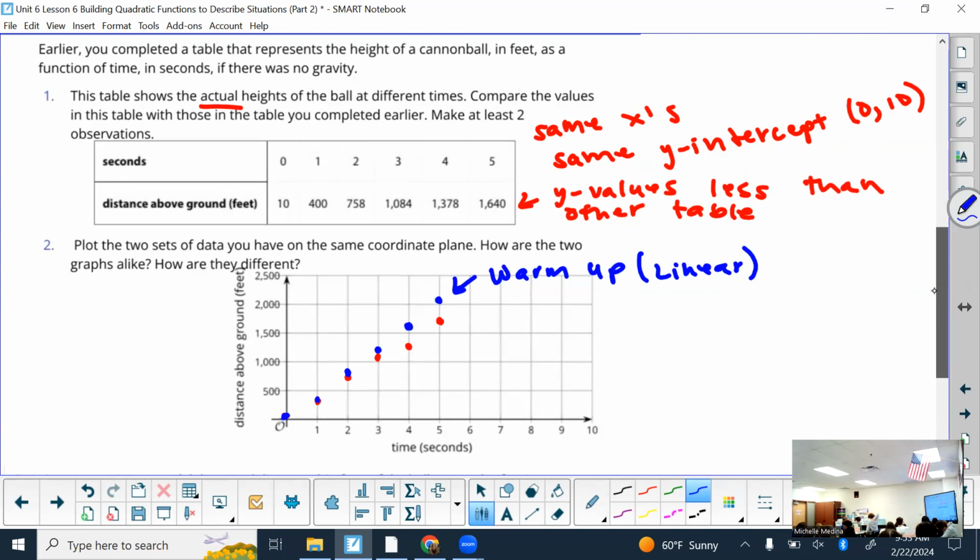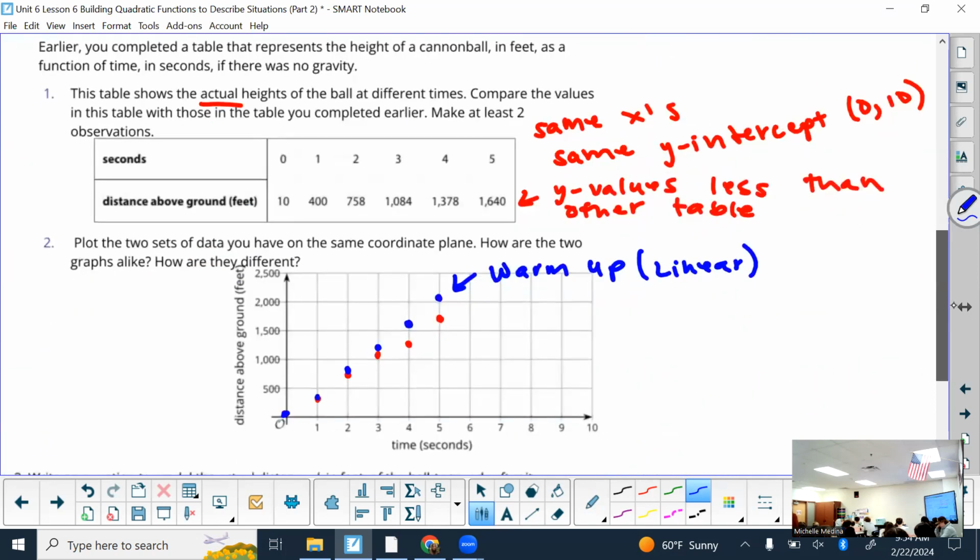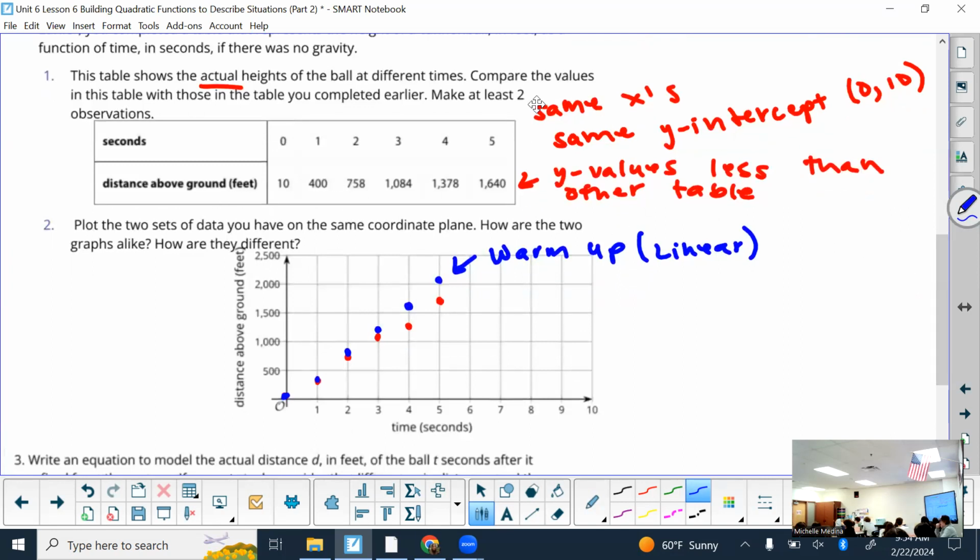Why do they have actual data? Why isn't it just the warm-up data? What actually happens in the real world when a cannonball is launched? What affects it? Gravity. So this one, even though it's hard to tell because you only have some of the data, you can't see that it's U-shaped just from this data alone. But the reason why there is actual data is because there is gravity in the real world.